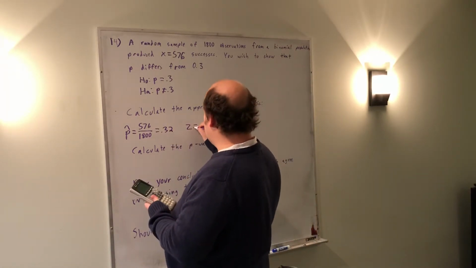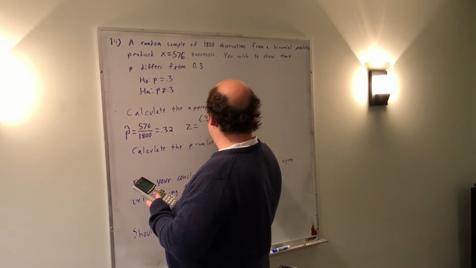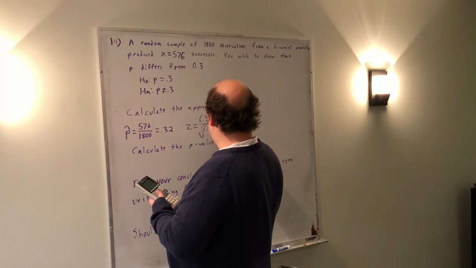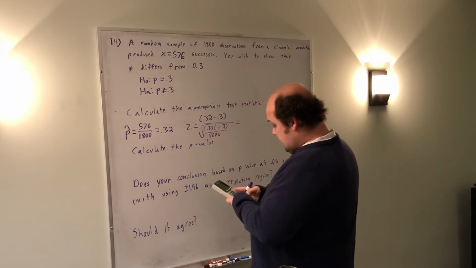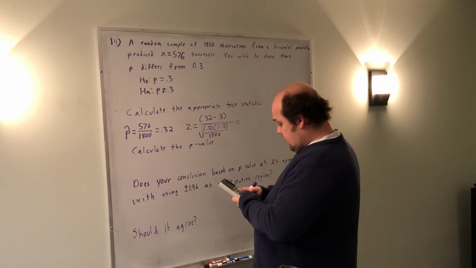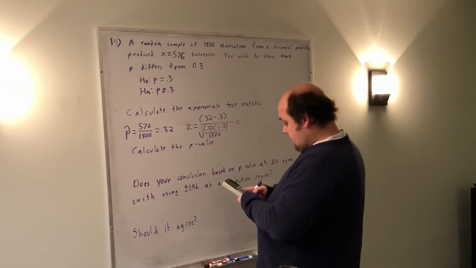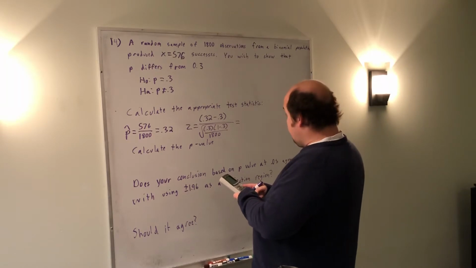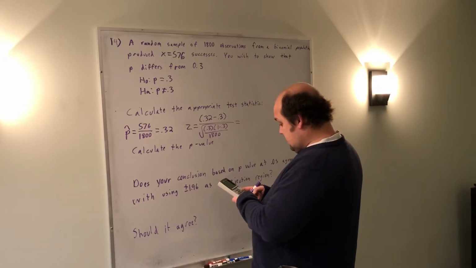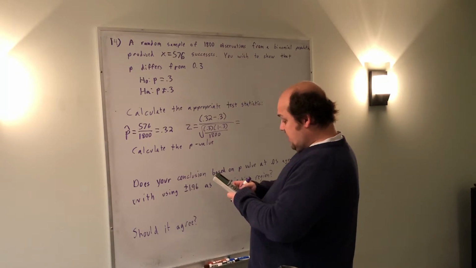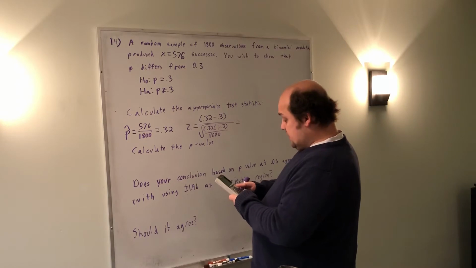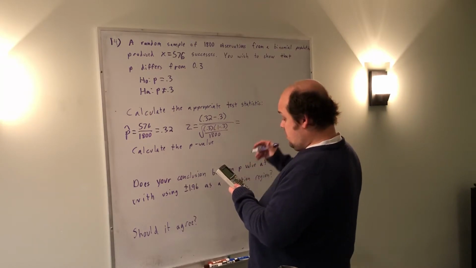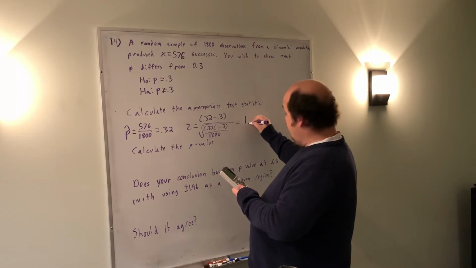I then find my z-score by taking that 0.32, subtracting 0.3, and dividing it by the root of 0.3 times 1 minus 0.3 over 1,800. Parentheses, 0.32 minus 0.3, close parentheses, divided by the root of, parentheses, 0.3, close parentheses, times, new parentheses, 1 minus 0.3, close parentheses, divided by 1,800, close parentheses outside of the square root. I should get as a z-score 1.85.